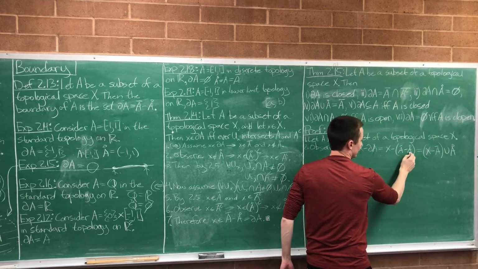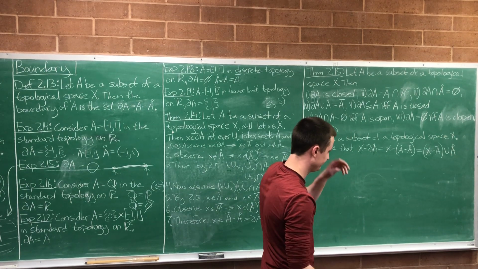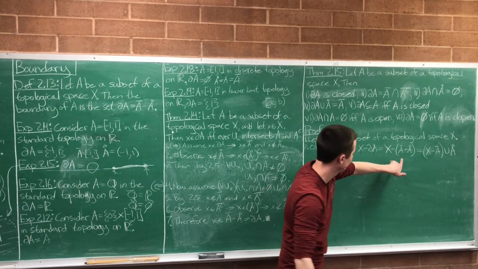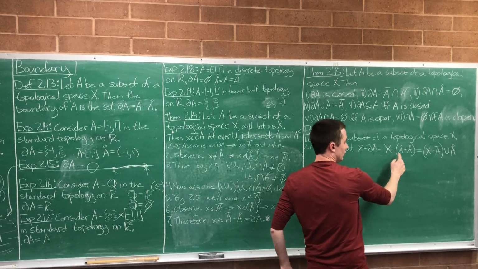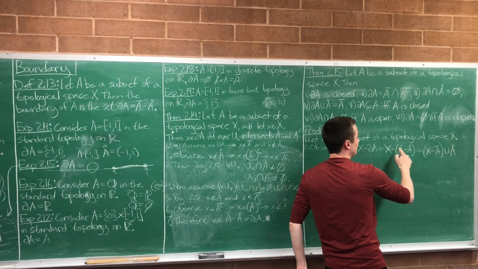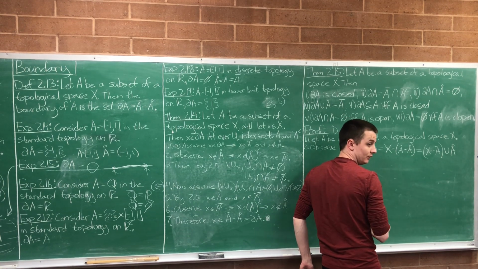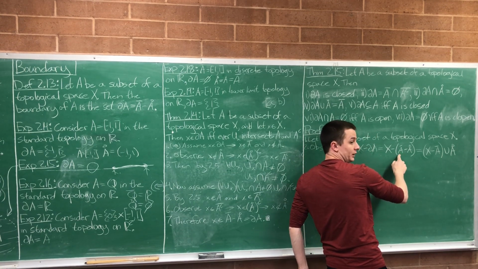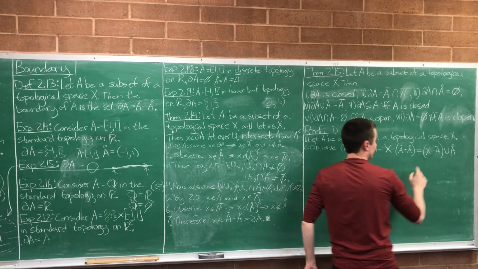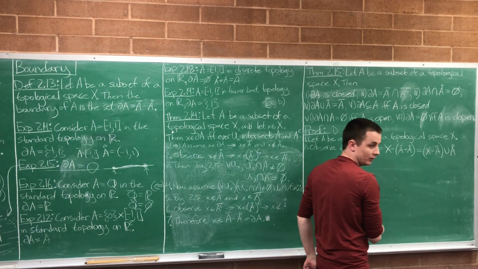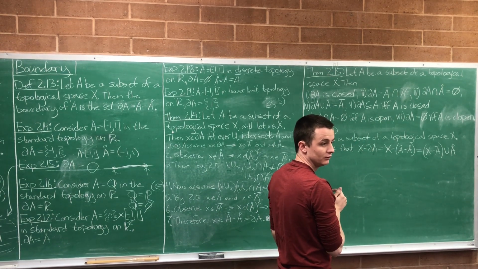And that's because this is a subset of this. I don't want to write out all the propositional logic, but I think it will be obvious. I have X, and I remove everything in A complement that's not in the interior. That is the same thing as removing everything in the complement and then putting back the interior. Does that make sense?